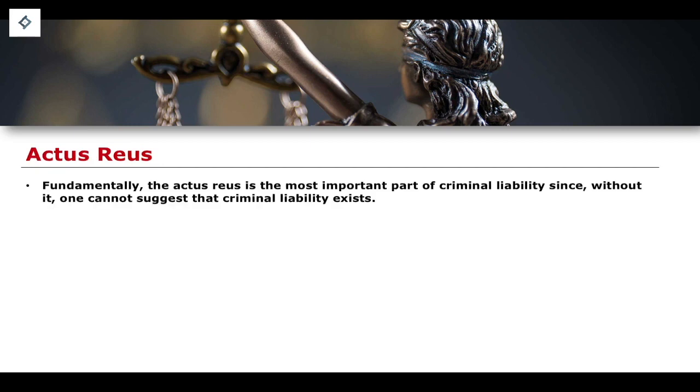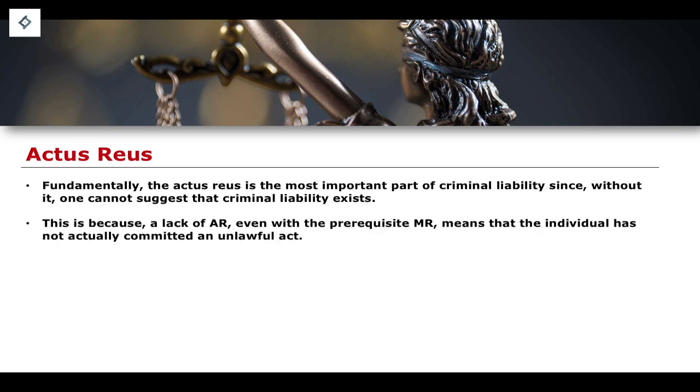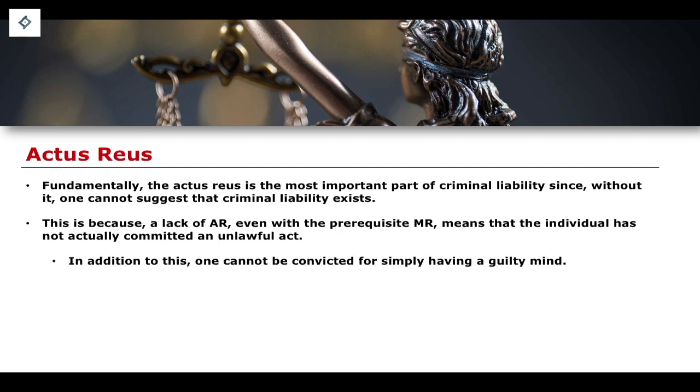Fundamentally, the concept of actus reus is the most important part of criminal liability, because if you cannot show that there was a guilty act, you cannot show that there was a guilty individual. You cannot show that there was criminal liability at all. The reason is that a lack of the actus reus, even if you can show quite clearly that they have a strong mens rea, means that the individual cannot have actually committed an unlawful act.